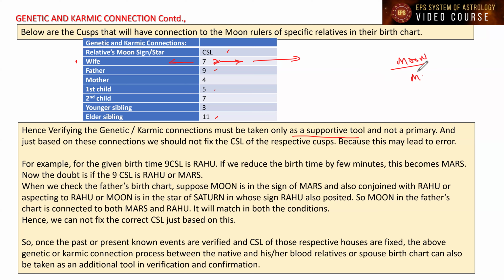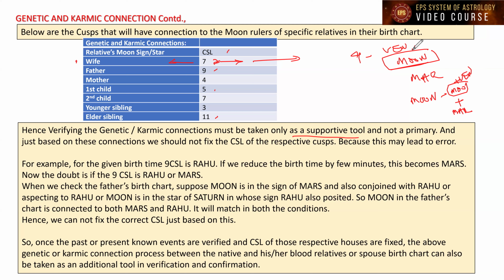Suppose the moon is in the star of Mars. Or say the ninth cuspal sublord is Venus, which is in the sign of the moon and the star of Mars. Now, if you check the father's moon, it may connect to the moon in its own sign, or the moon may be in the sign of the moon and conjoined with Mars. Now, if the ninth sublord is Venus, it is also conjoined to the moon.